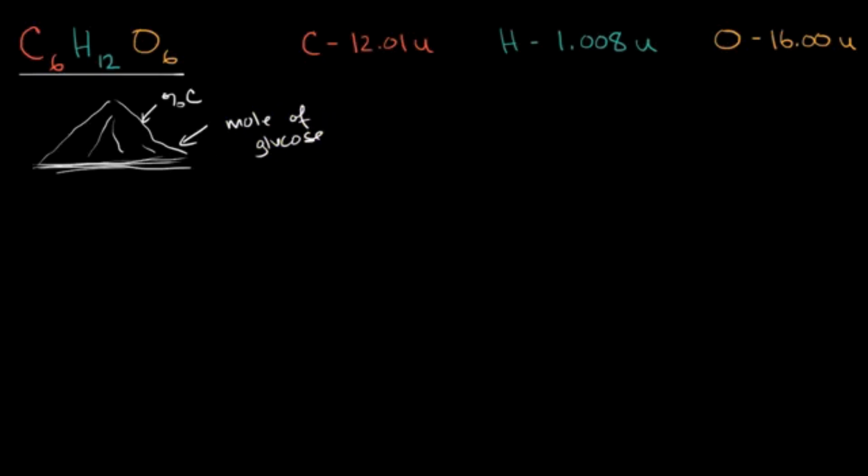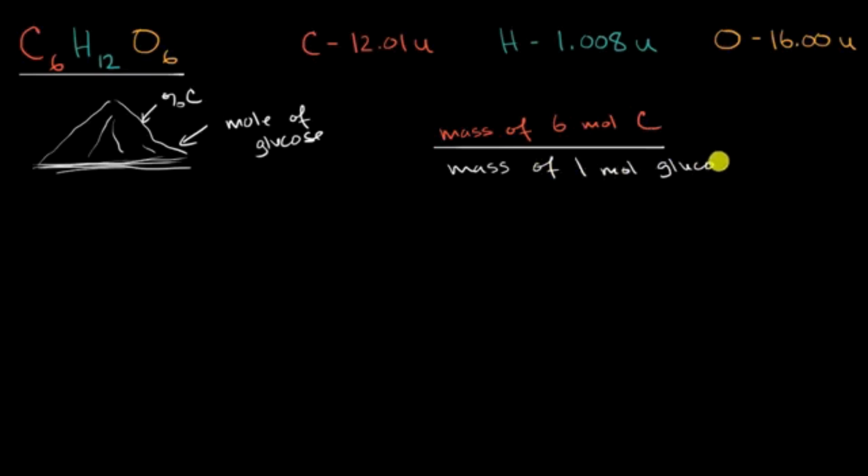So one way we could think about it is, for every mole of glucose, we have 6 moles of carbon, because every glucose molecule has 6 carbon atoms. So we could say, what is going to be the mass of 6 moles of carbon divided by the mass of 1 mole of glucose? And once again, the reason why it's 6 moles of carbon divided by 1 mole of glucose is because if we assume this is a mole of glucose, every molecule of glucose has 6 carbons. So it's going to be 6 times as many carbon atoms, or 6 moles of carbon.